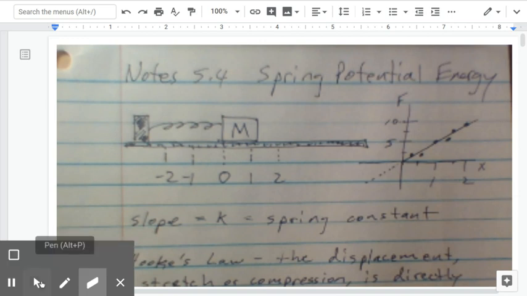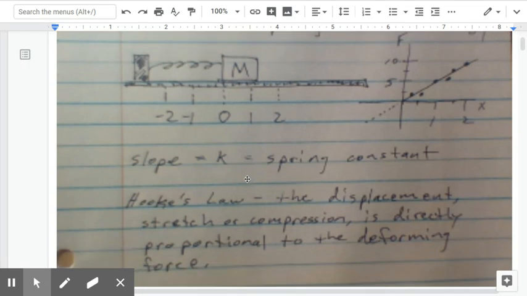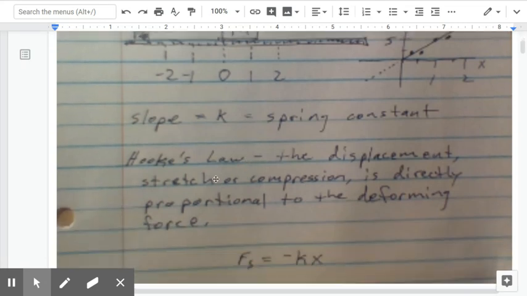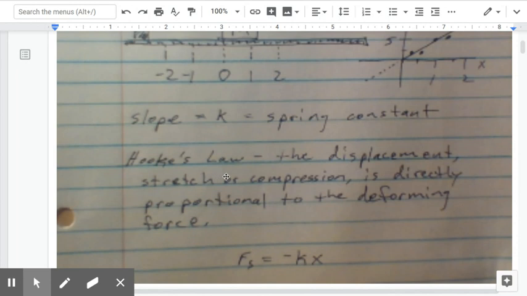Then we have Hooke's law, and Hooke's law says that displacement, stretch or compression, is directly proportional to the deforming force, which is exactly a restatement of what we saw with this graph here. But now this applies not only to springs, this applies to anything.